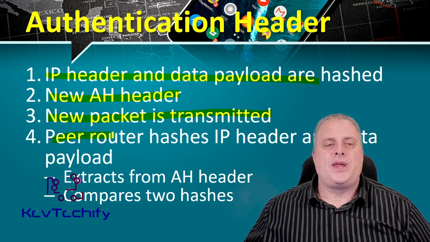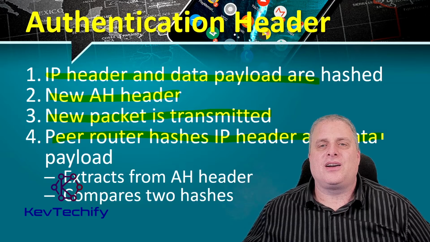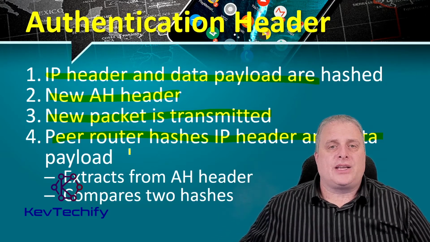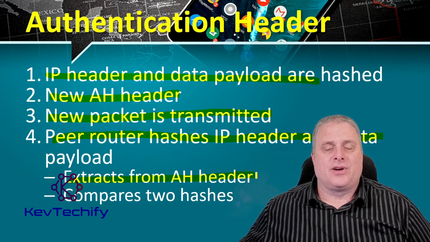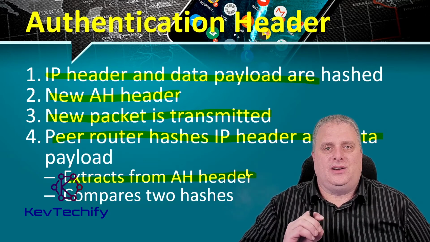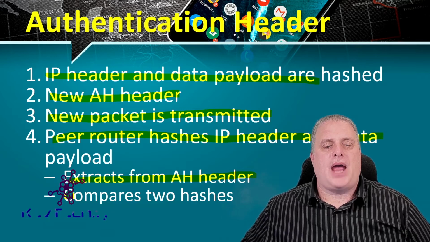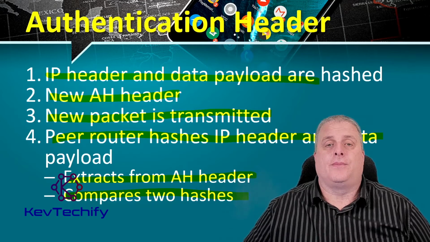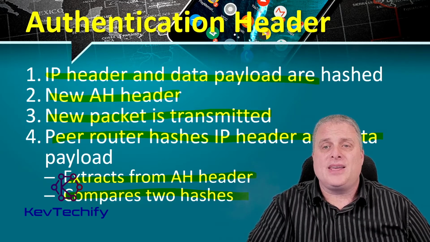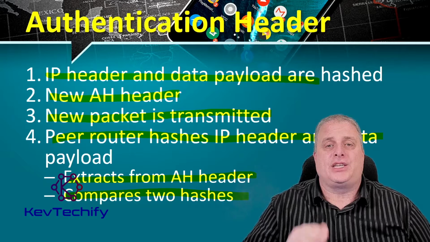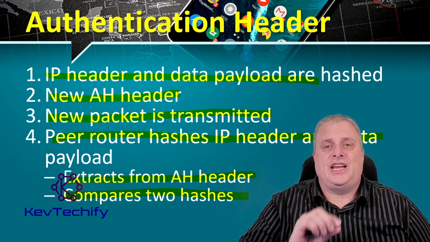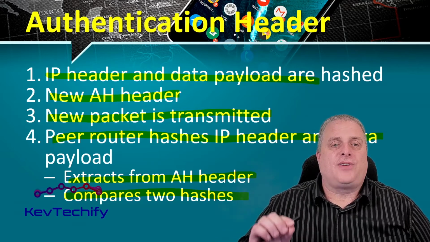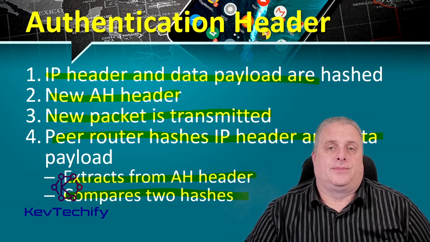And finally, that peer router hashes the IP header and data payload using that shared secret key. It extracts the transmitted hash from the authentication header, and it compares the two hashes together. The hashes must match exactly. If one bit is changed in the transmitted packet, the hash output on the received packet changes and the authentication header will not match. Authentication header supports MD5 and SHA algorithms.